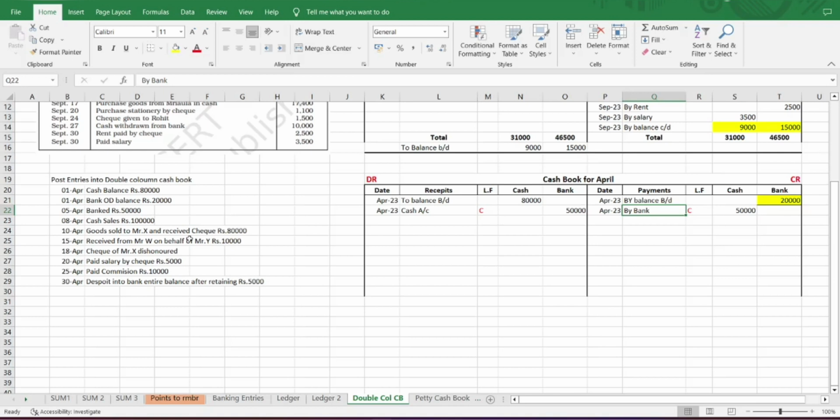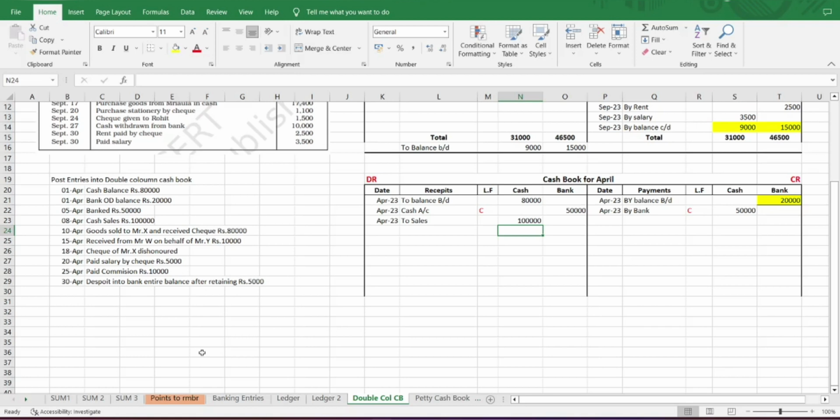Next, cash sales 10,000. We are receiving cash, so it is a receipt, to sales. Cash sales, cash column 1 lakh rupees. Okay. Goods sold to Mr. X and received check 80,000.